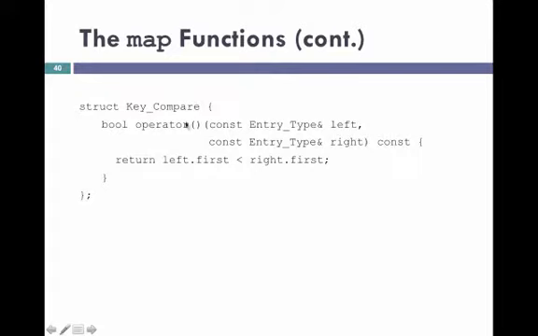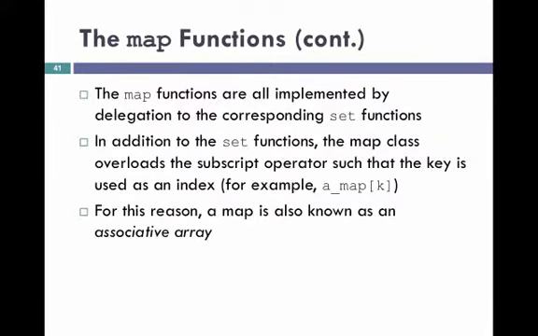So here is this struct key compare, which is a function struct which takes a left and a right entry type, and notice its implementation is simply the less than comparison between the first items in the entry type. And remember, first corresponds to the keys, second is the values.